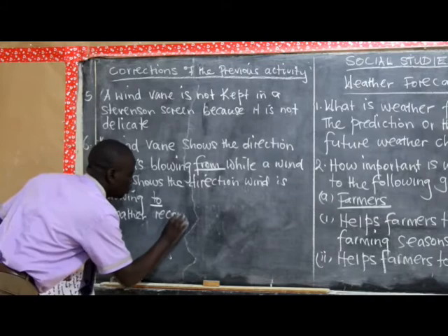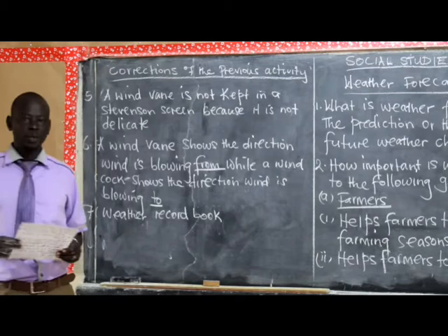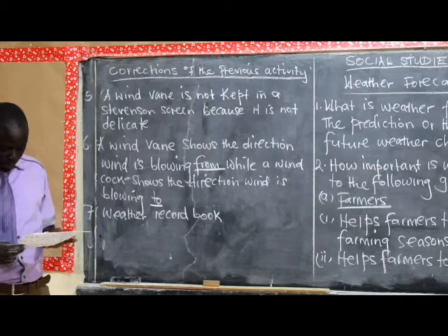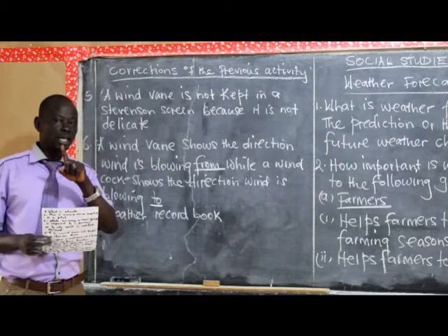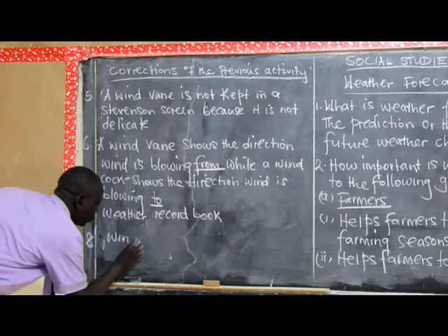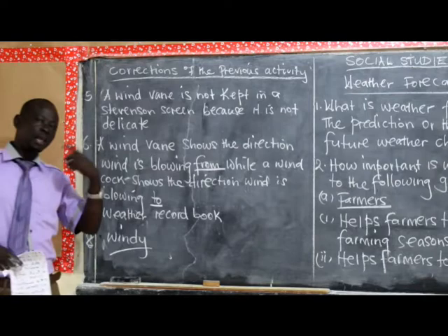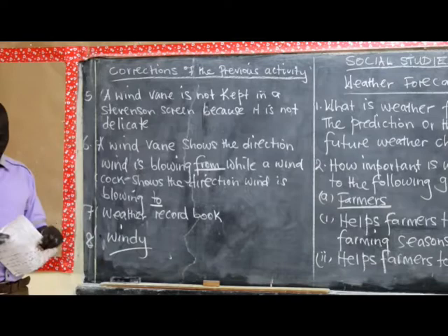That is another thing that we can get in a Stevenson screen. Number 8, name the weather condition that helps farmers during winnowing. So they are talking of a weather condition, not an element. Remember, a condition is the same as type of weather. So they are talking of the type, which is windy weather, that's winnowing.